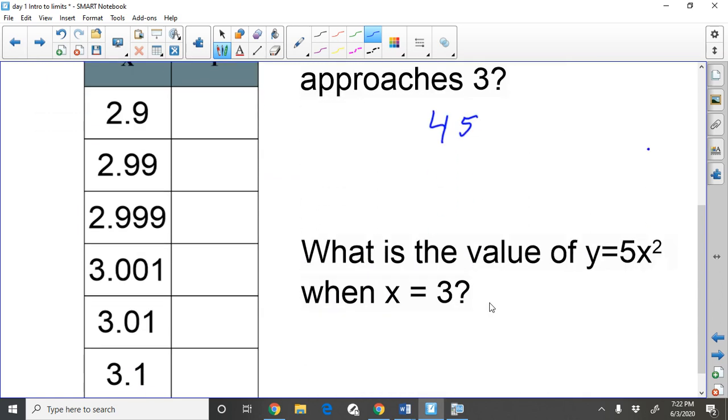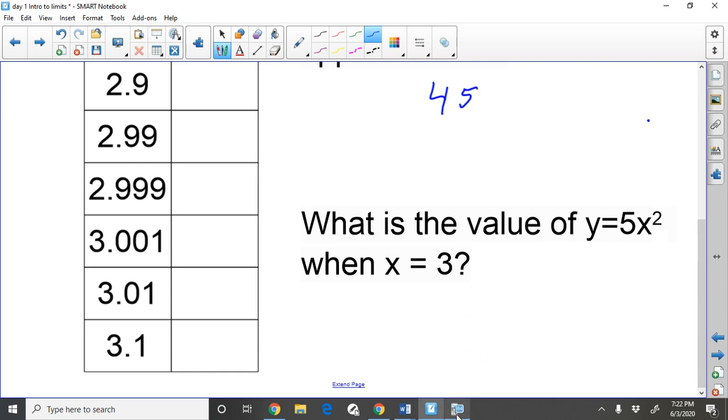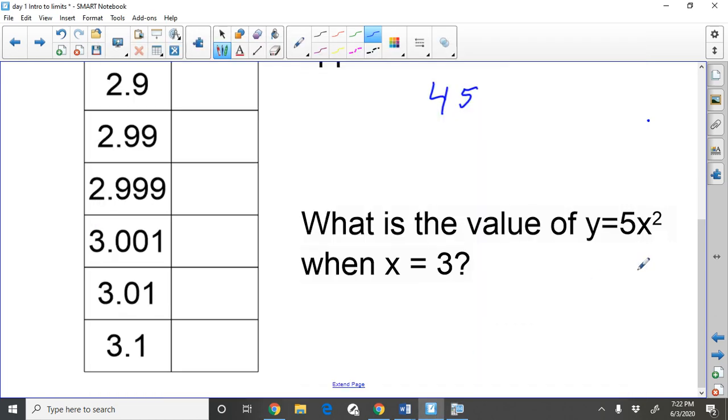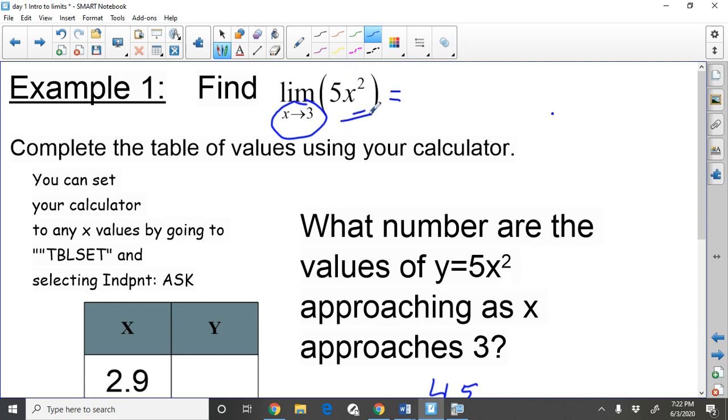Now the second question here is, what is the value of 5x squared when x is 3? So if I go back to the table and I put 3 in there, when x is 3, the value is also 45. So I could say that f of 3 is equal to 45. In this case, the limit is the number that the graph actually hits. And that has to do with the fact that 5x squared is a continuous function. And we'll talk more about those properties over the next couple of days.